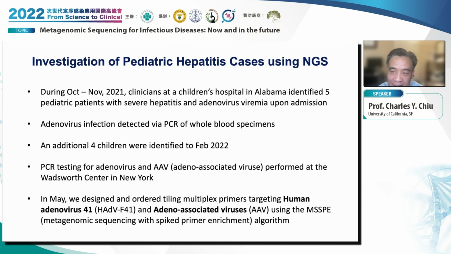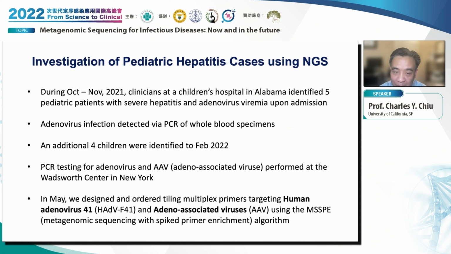There was an investigation of pediatric hepatitis cases that we did in collaboration with the US Centers for Disease Control and Prevention. Last year, clinicians at a children's hospital in Alabama identified pediatric patients, children who had severe hepatitis. They also found that many of these children had adenovirus viremia, actually had adenovirus in their blood. So there was this idea that adenovirus may potentially be an emerging cause of hepatitis in these children. And in several children, it was quite severe.